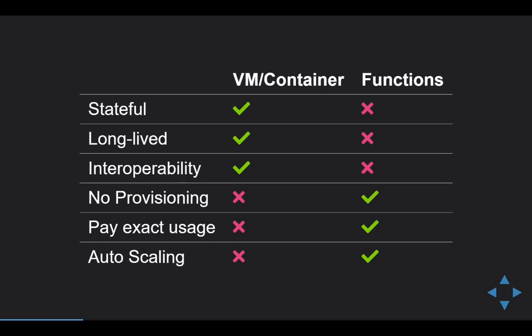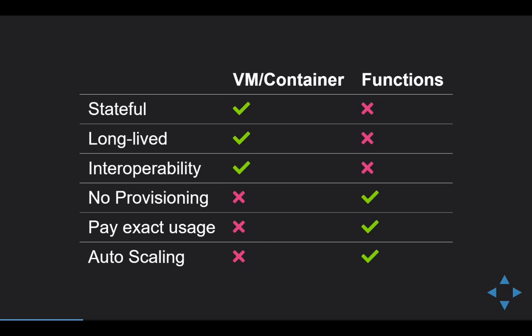Also for functions, there's no provisioning. You provide a piece of code and that's it. And you pay for exact usage only. So if your service doesn't run, you don't pay anything, which is great. And also functions are auto-scaling. Whenever you need one invoke of a function or 1,000, the platform will manage it all for you automatically. You don't have to worry about any of that.